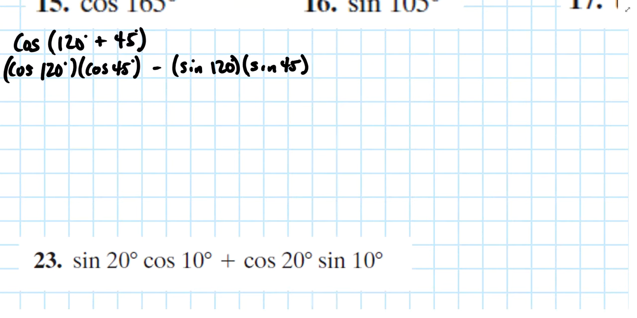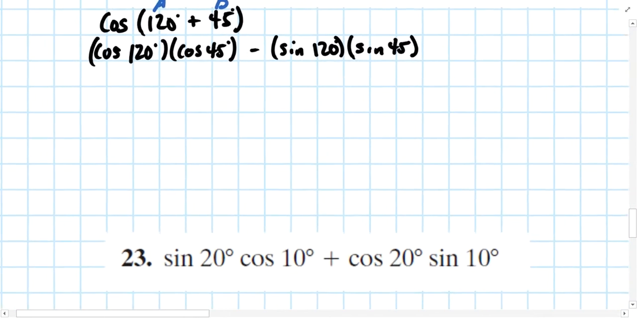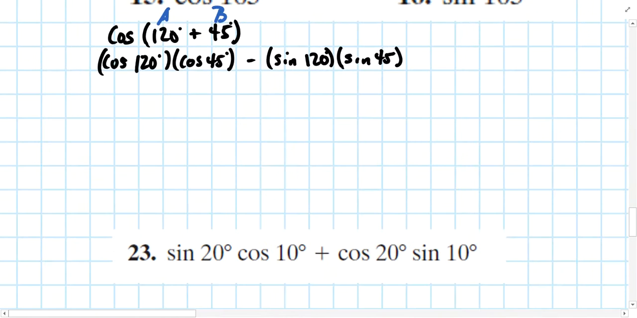And if we considered 120 to be our A or alpha value and 45 to be our B or beta value, then cosine of 120 plus 45 is cosine of 120 times cosine of 45 minus, we're using the minus sign here because that's how our sum identity worked for cosine, minus sine of alpha times sine of beta. And from here on out, we would just evaluate using the known values from our unit circle.